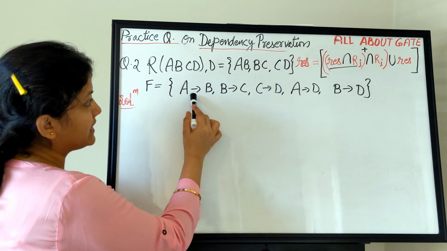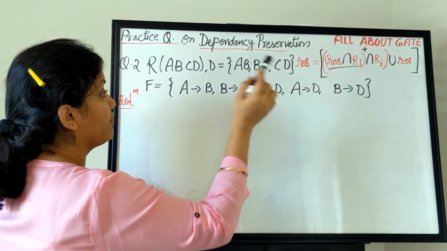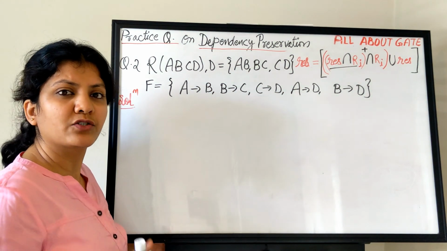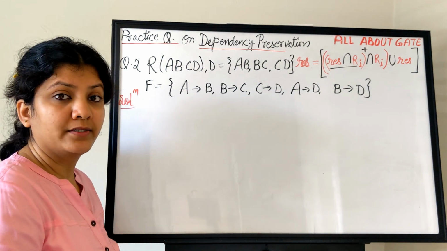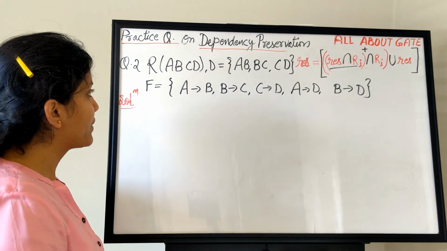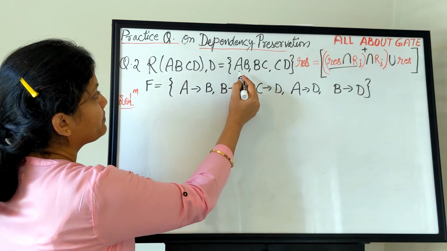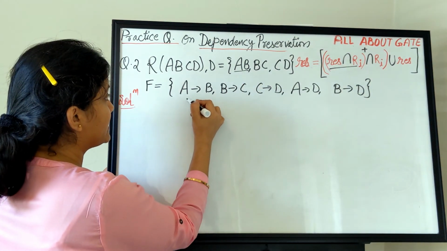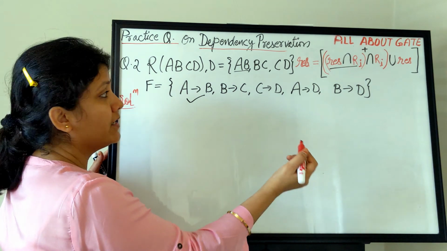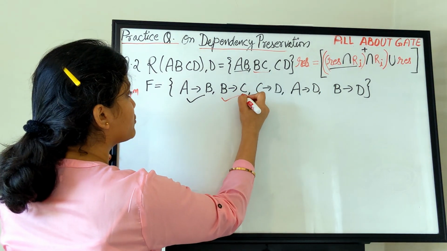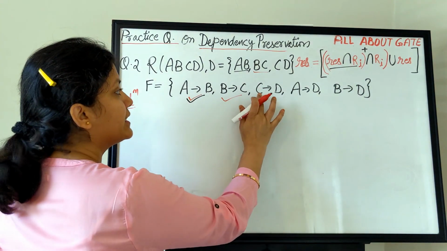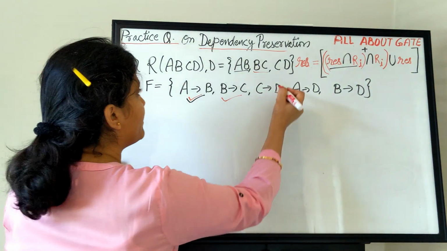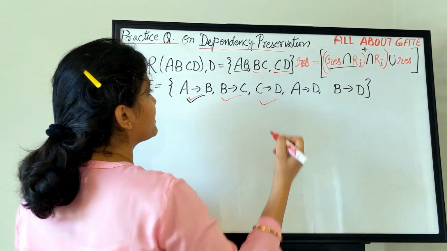The FD set has 1, 2, 3, 4, 5 FDs present. Check for them one by one. One very simple way is to always check the direct method, for those which are directly available. So AB, yes, this is present. B determines C, yes, it is also present. Next, C determines the value of D. Again we can see right here it is present.